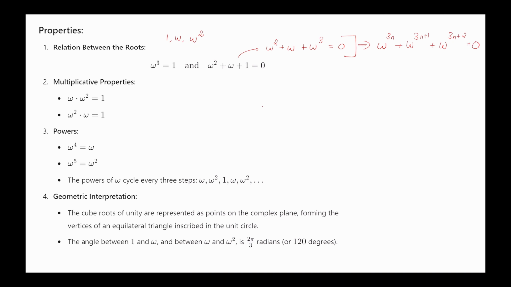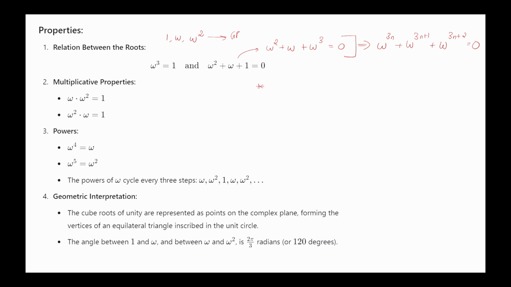Now, one important property that you must remember is that 1, omega and omega square are in GP. How do I know they are in GP? If you look at the middle term, omega, if they are in GP, that means the square of my middle term should be equal to the product of the first and last terms. My middle term is omega. If I write the square of it, it is going to be omega square. It should be equal to omega square into 1. So they are equal, so it is basically in GP.